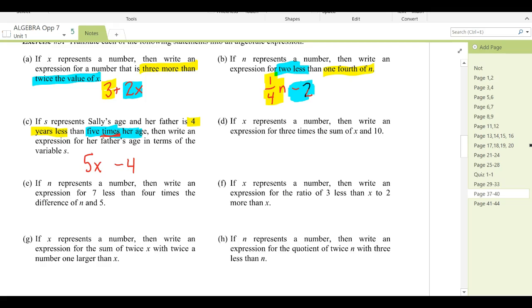If x represents a number, then write an expression for, here that is again, 3 times the sum of x and 10. What does 3 times mean? 3 multiplied by, right? How do I do the sum of x and 10? x plus 10.